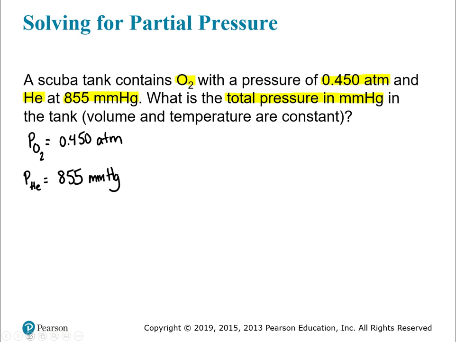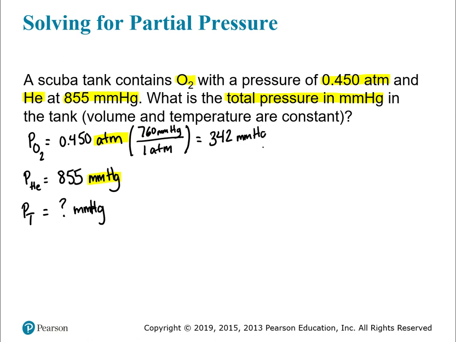So hopefully you see the problem. Atmospheres, millimeters of mercury. As they stand right now, we cannot add them together. The question is asking for the total pressure in millimeters of mercury. So we need to convert this 0.450 atmospheres to millimeters of mercury. There are 760 millimeters of mercury in 1 atmosphere. Use that conversion factor. You get millimeters of mercury. Now we can add them together.